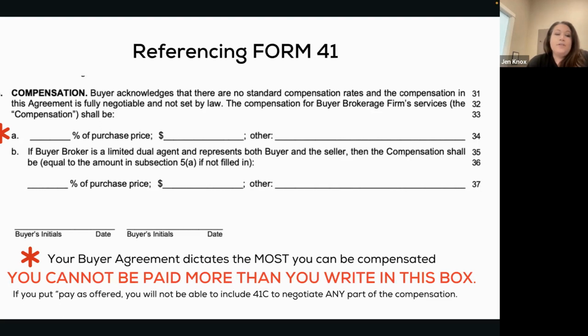So if we can just remember and refer to this, what you put in this amount is the most you can be paid. You cannot be paid more than you've written in this line. So please keep that in mind. If you want any room to negotiate, this is going to be the top dollar that you are allowed to accept. If you put pay as offered in this line, there is no reason for you to add a 41C because you are being offered what is in the listing. There's nothing to negotiate.